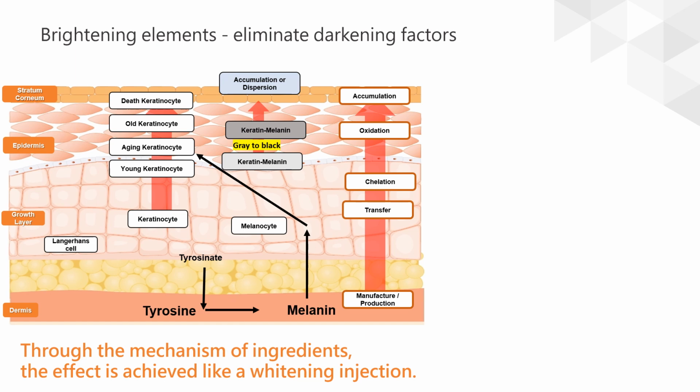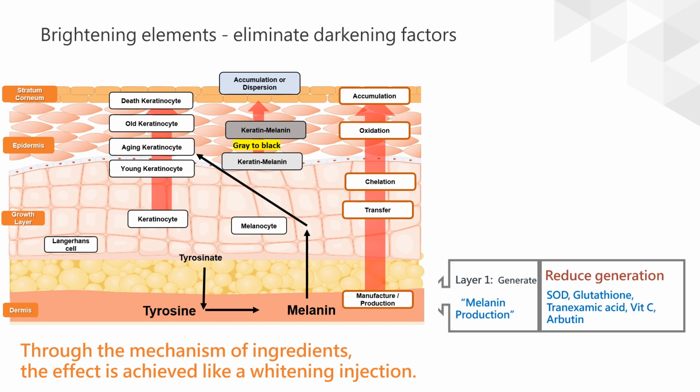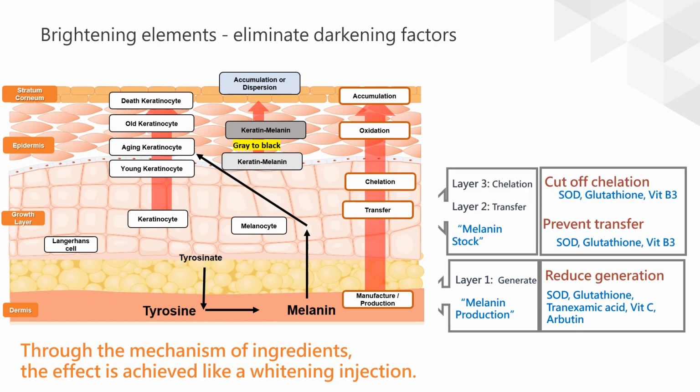So in layer 1, the melanocytes are stimulated to produce melanin, as we know. So to reduce the melanin production, we need to inhibit tyrosinase by using SOD, glutathione, tranexamic acid, and vitamin C elements to achieve this reduction. Next one, we need to prevent the transfer of melanin to keratinocytes by introducing energy that prevents the transfer of melanin, such as the use of glutathione, vitamin D, and SOD.